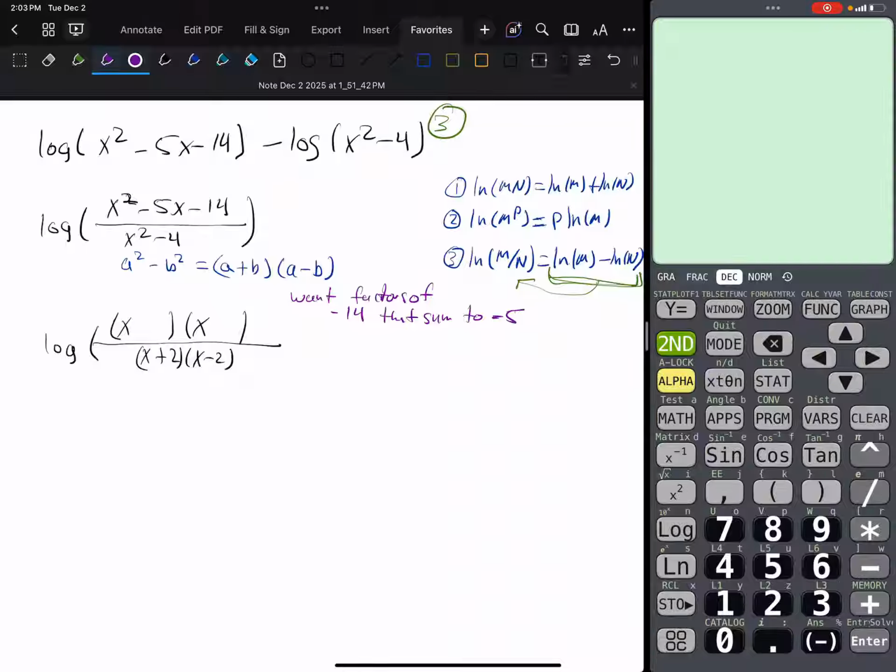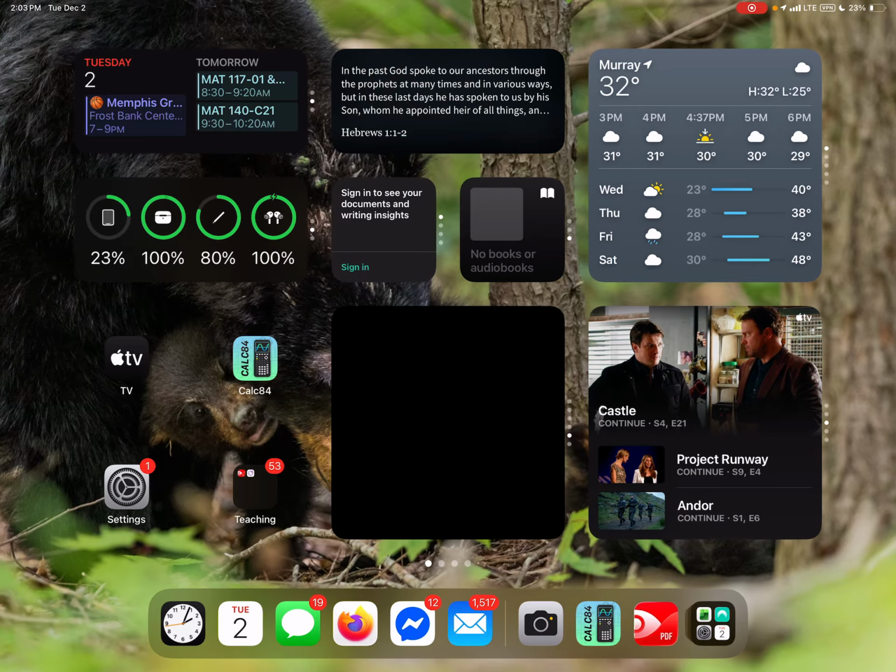Well, if I break negative 14 up into its factors, the first ones that come to mind, well, you've got 1 and 14, right? So you could have negative 1 and 14. But that's not going to do the trick, right? Because they give me a 13 for a difference between the two. And that doesn't work.